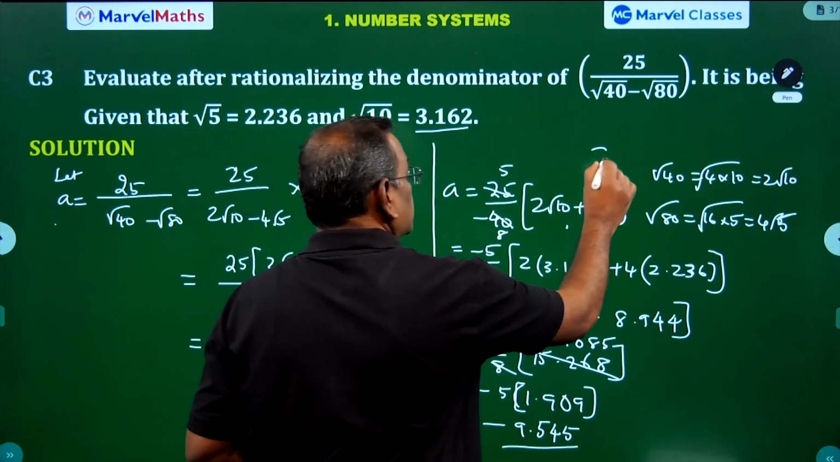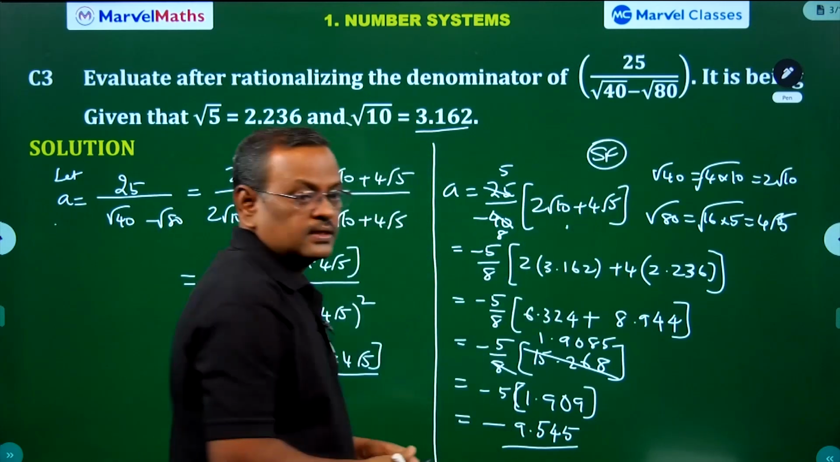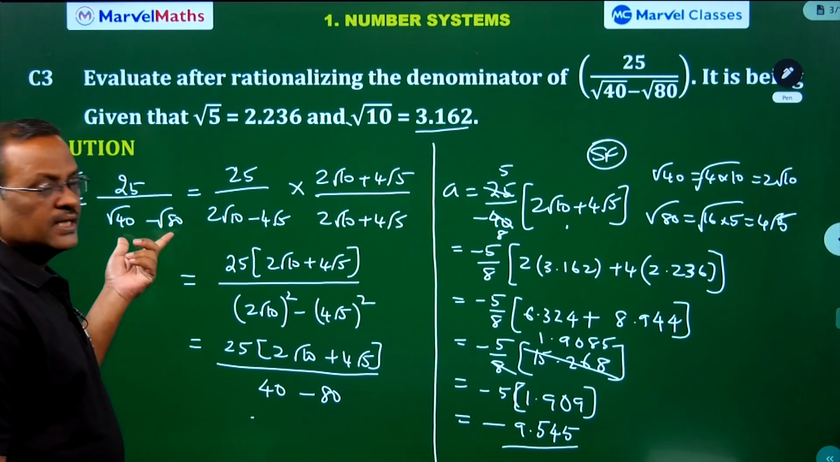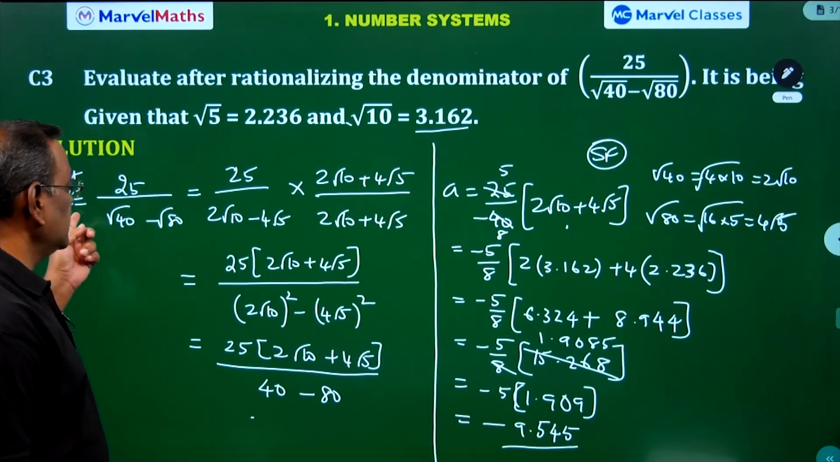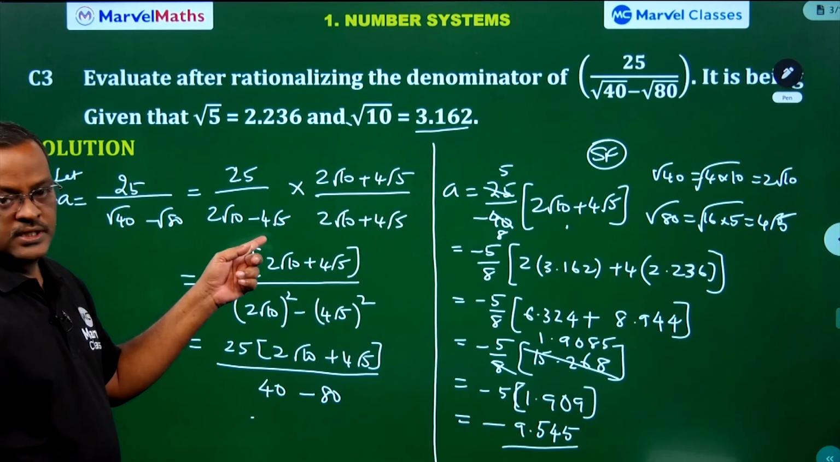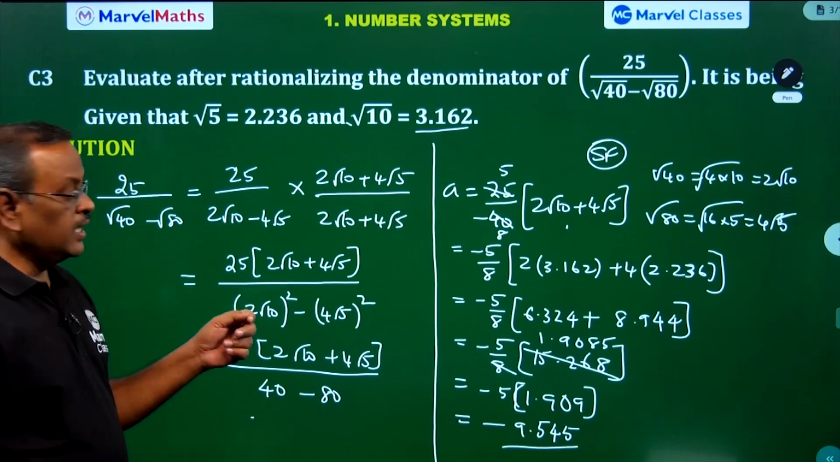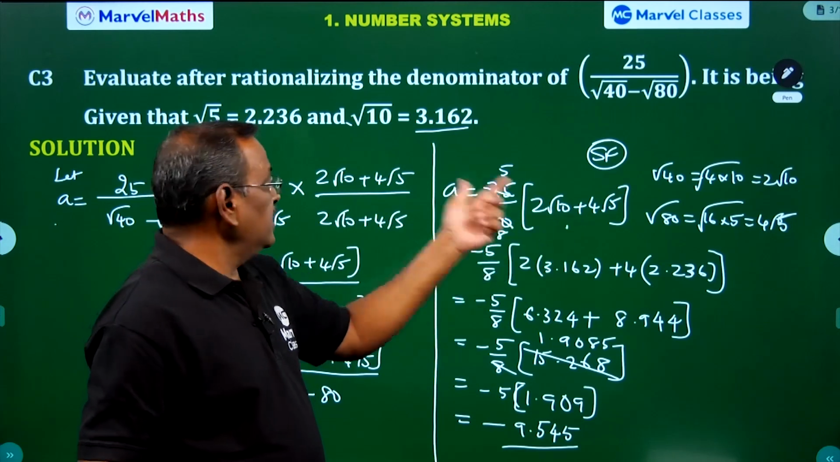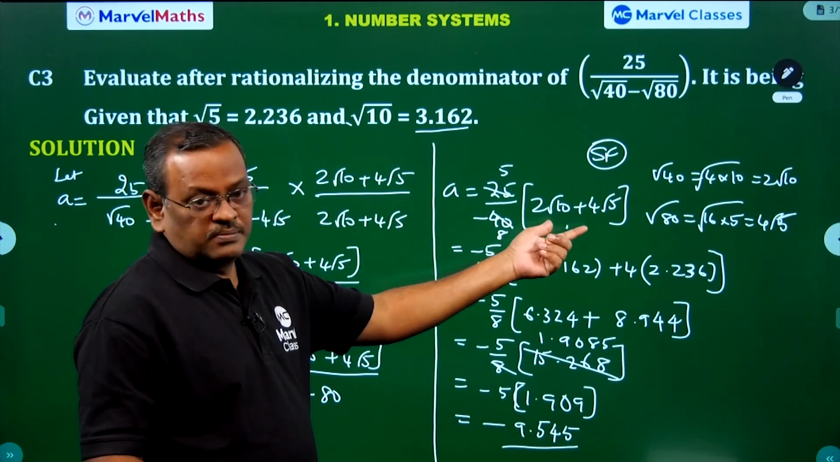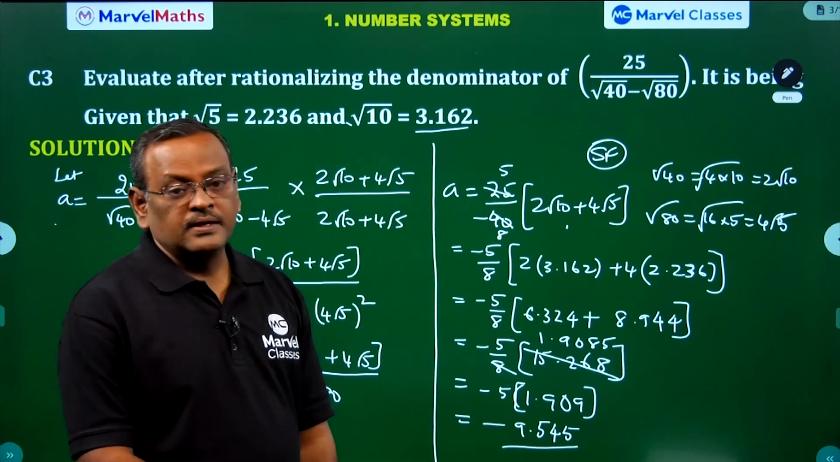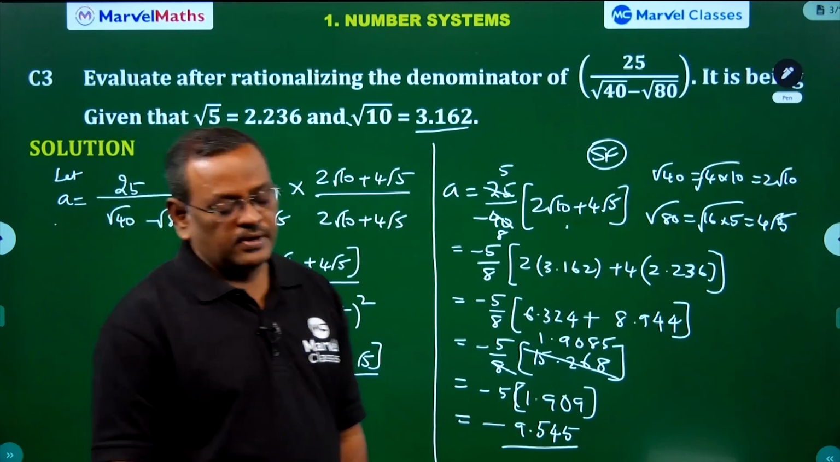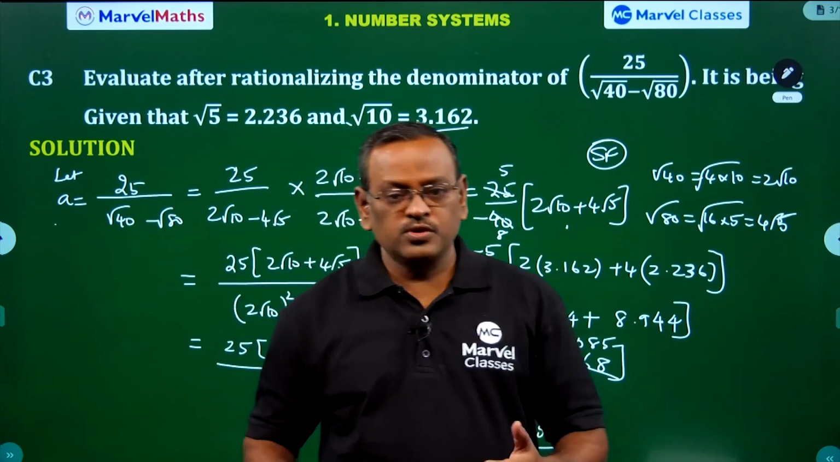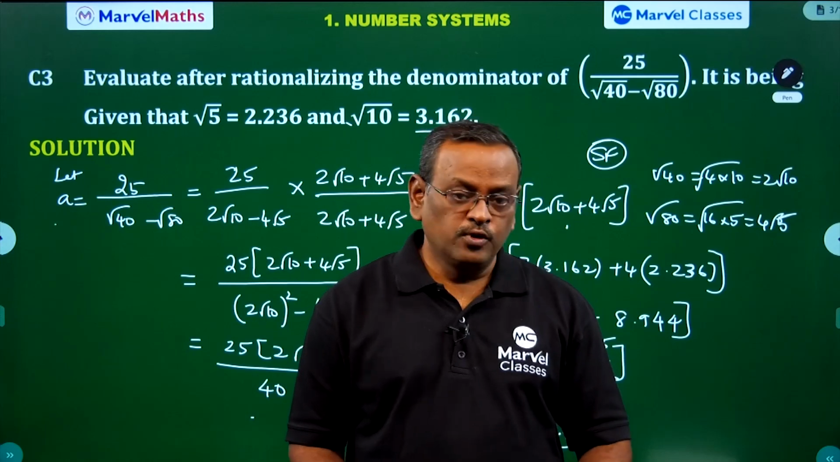So this is the simplest form, correct, not in the beginning. Whatever the given expression, assume that expression is A, multiply and divide by its conjugate because the denominator is a binomial, and then reduce into simplest form. So you can substitute the given decimal values only in the simplest form, and write the final answer in decimal form. So you can practice more sums for more marks. Thank you.